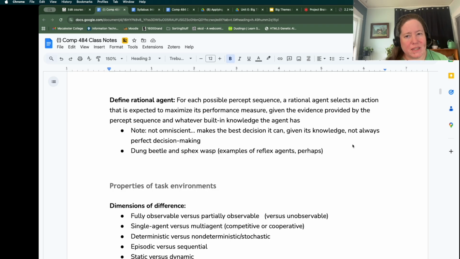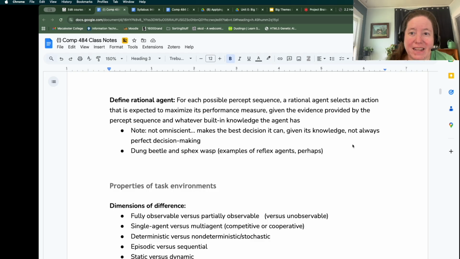We can be more specific when we talk about rational agents. A rational agent selects an action that is expected to maximize its performance measure. So it's going to choose actions that it thinks will lead it to a good performance.